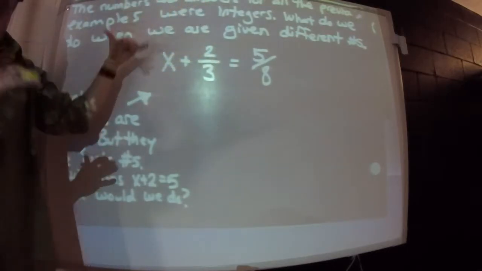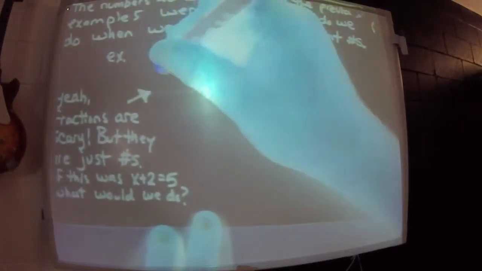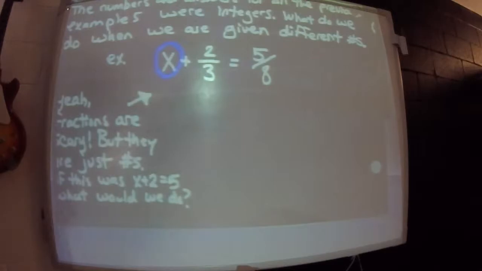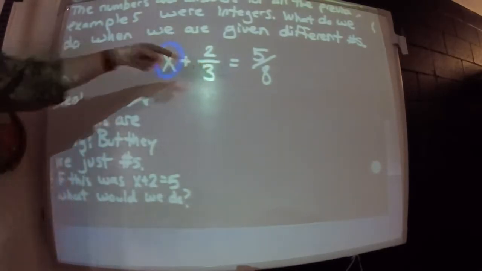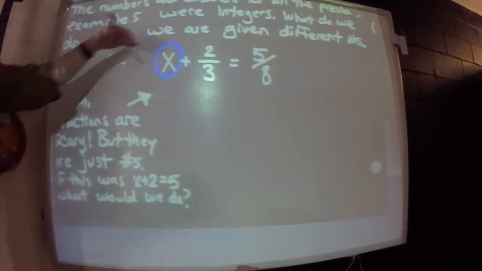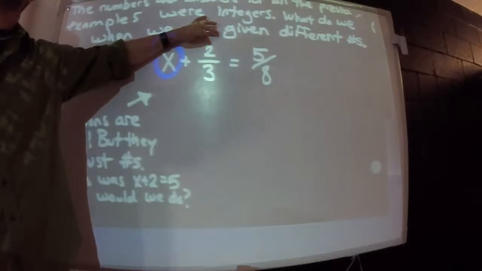I want you to tell me, where is the x, on the left or the right? Okay, the x is on the left. It's right here. Is there another piece on the left other than that one? 2/3. So you subtract 2/3. So what we need to do is go, okay, is it a positive or negative 2/3? Positive. So what is going to kill a positive? Negative 2/3.